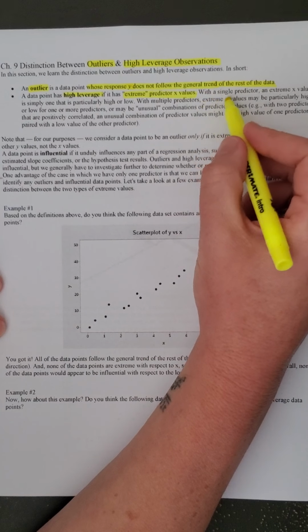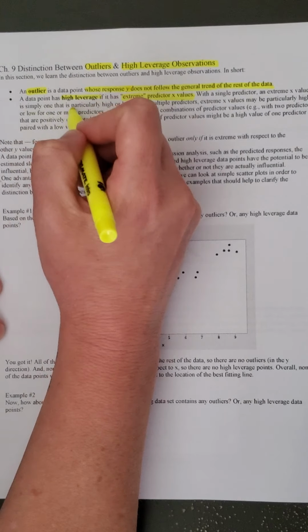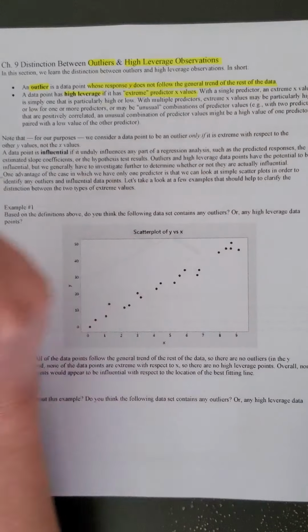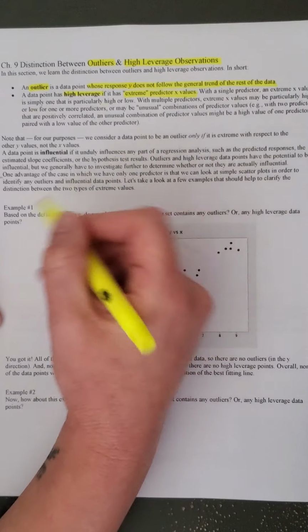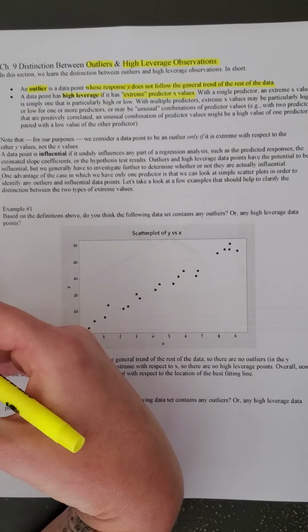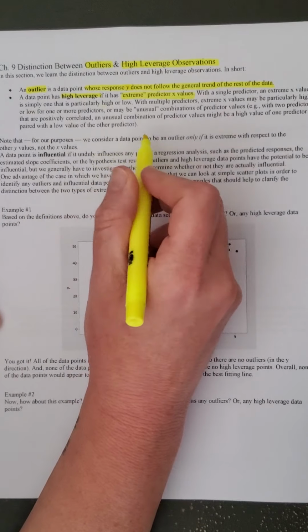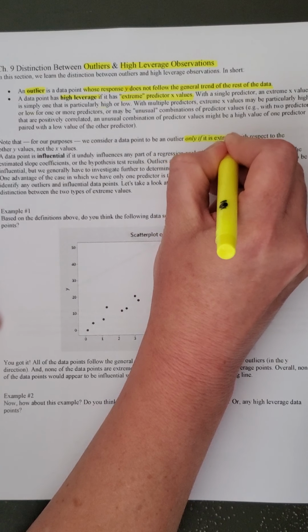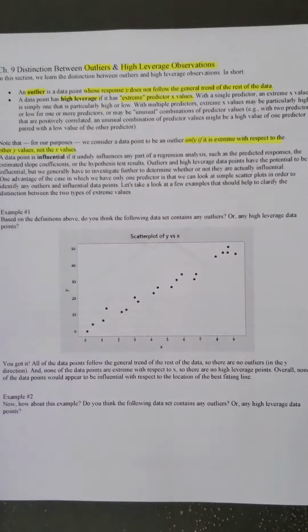So what does this mean? It says with a single predictor, an extreme X value is simply one that is particularly high or low. With multiple predictors, extreme X values may be particularly high or low for one or more predictors, or may be unusual combinations of predictor values. I know this is kind of a wordy definition, but as we go on, I will clarify that a little bit more. And it says, for our purposes, we consider a data point to be an outlier only if it's extreme with respect to the other Y values, not the X values.